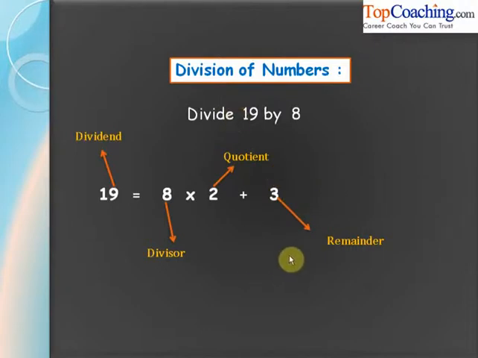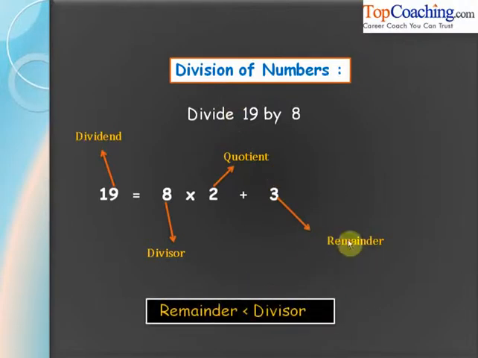So what do we observe here? We can clearly see that the remainder is less than the divisor. The divisor is 8 and the remainder is 3. So whenever we divide one number by another, the remainder comes out to be less than the divisor.